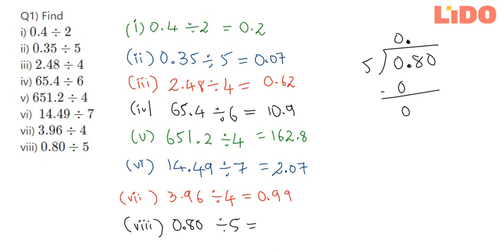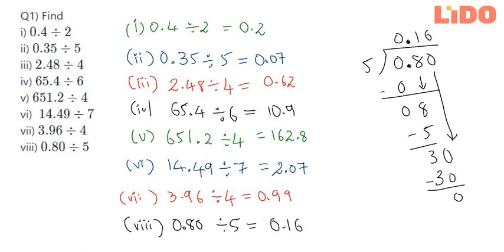Bring the next digit 8 down. We know that 5 1's are 5, and that will give us a remainder of 3, and I'll bring the next digit down, which is 0. Now I know that 5 6's are 30, so that will give me a remainder of 0 and a quotient of 0.16, which is my final answer.